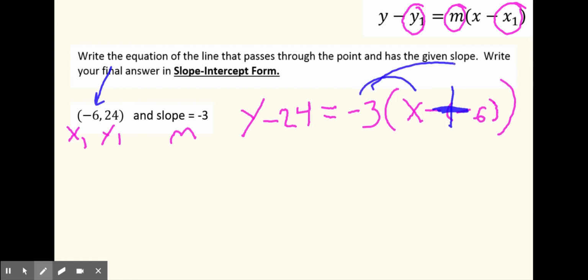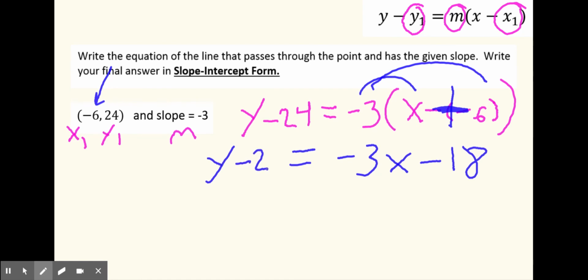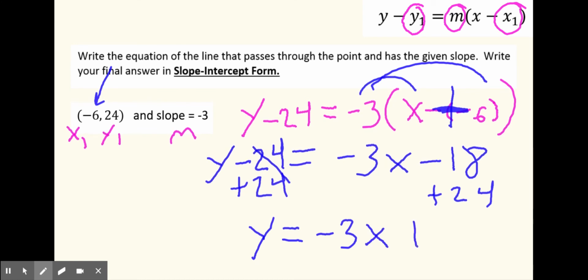Same process, distribute the -3. So -3x, -3 times positive 6, you got to be careful there. -3 times positive 6 is -18, equals y minus 24. Last step is to add over that 24, and this is the home stretch. And you get y equals -3x plus 6.